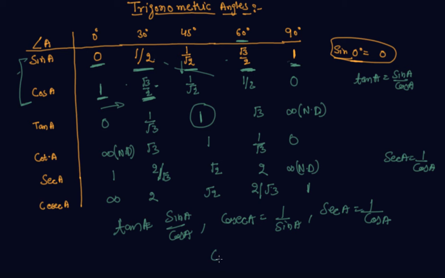If somebody asks you cotangent of a, cotangent a means cot a, this is 1 by tan a. So you can derive all the values if you know the values of sine a and cos a at 0 degree, 30 degree, 45 degree, 60 degree, and 90 degree. Let me give you 2-3 examples of how questions come on this.